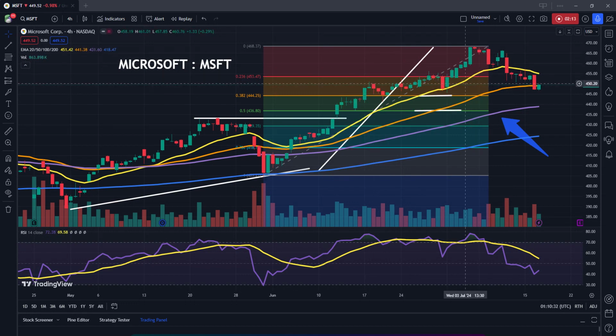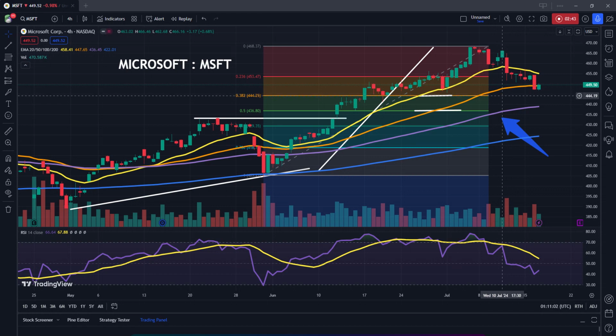And we have also broken through the 20-period exponential moving average and the 50-period exponential moving average. That would be the yellow line here and the orange line here. On a 4-hour basis, we've also closed below this 50-period EMA. So, these are some bearish signals. This is a confluence of bearish signals that's starting to develop here, and it is starting to suggest that we're in the process of forming a major top for this stock.